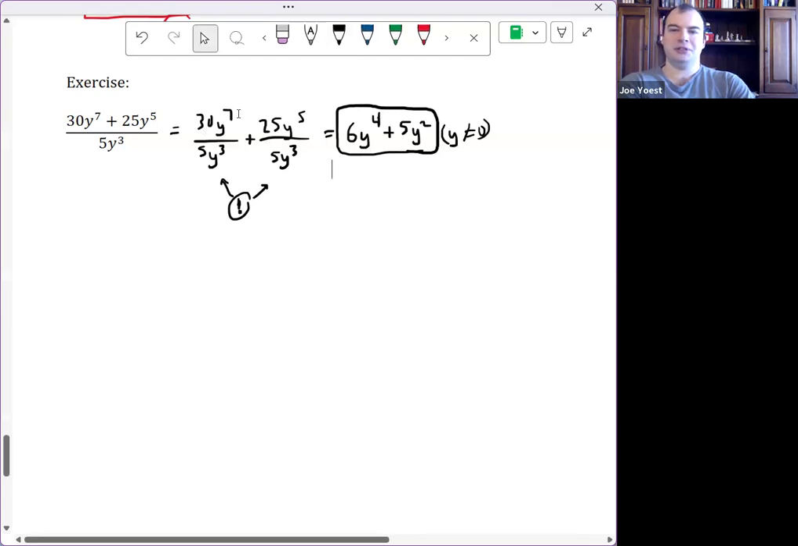And 30 over 5 is 6. Y to the 7th over y cubed is y to the 7 minus 3, or y to the 4th power. So from our first term, 6y to the 4th. And from our second term, 25 over 5 is 5. Y to the 5th over y cubed is y squared. So we have 6y to the 4th plus 5y squared. And again, just like similar problems previously, we note the restriction that y cannot be 0.